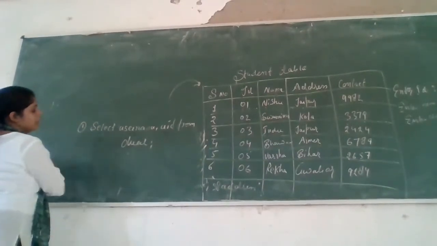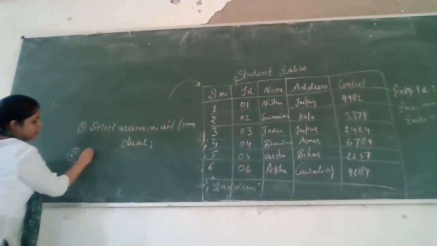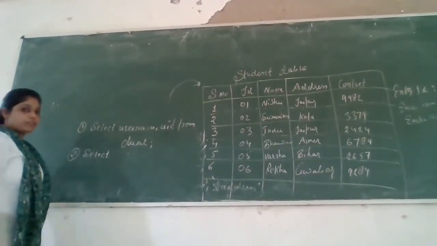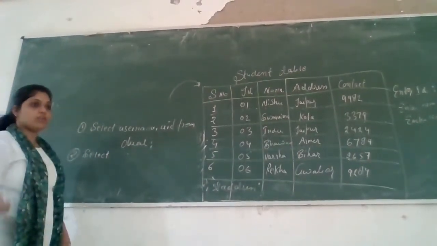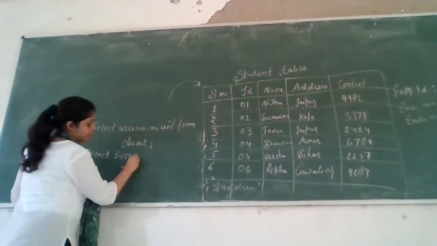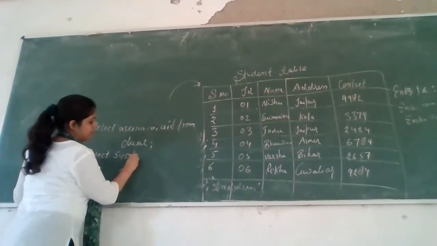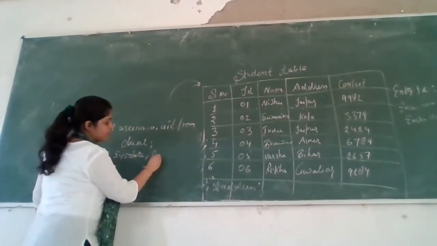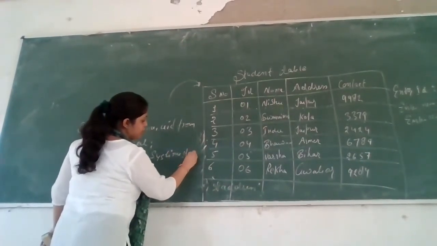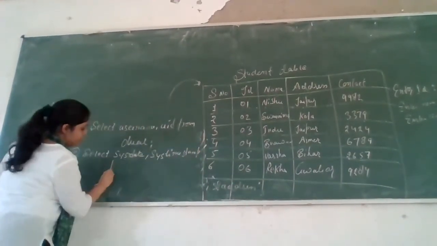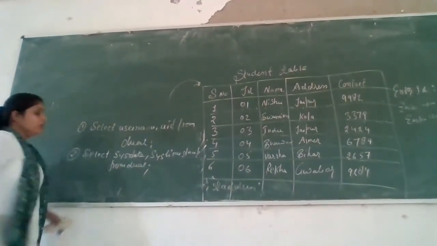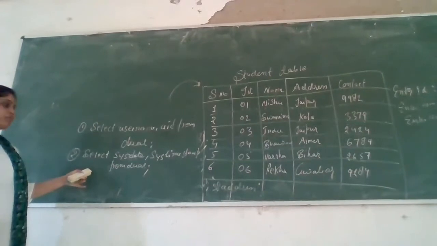Second, now you know your system name. What is your system name? Your username is system. Select sysdate, comma, systimestamp from dual. Select sysdate, comma, systimestamp from dual.